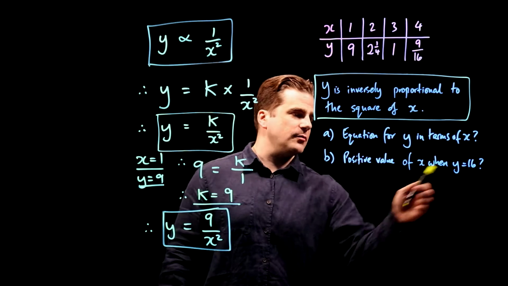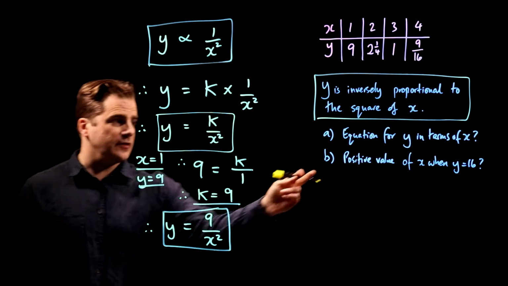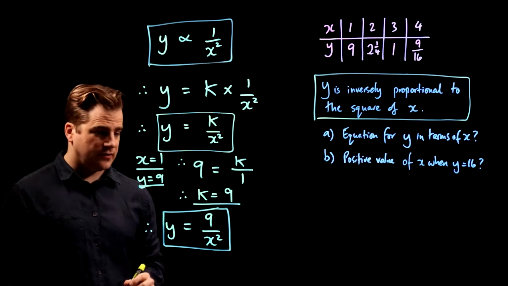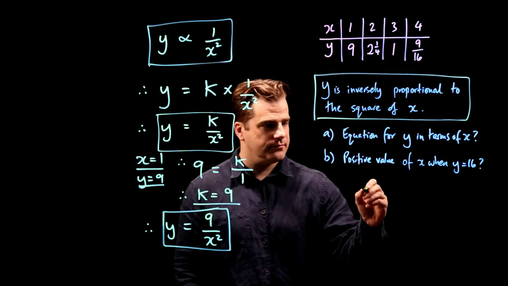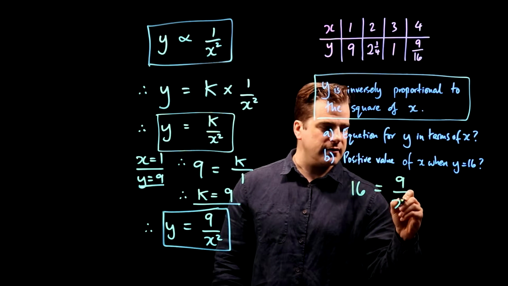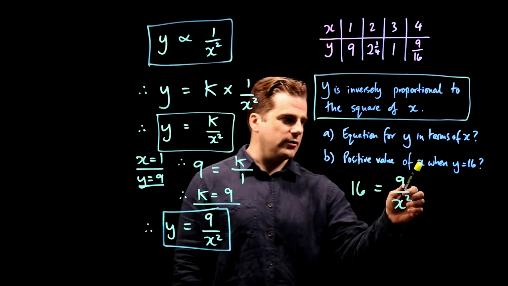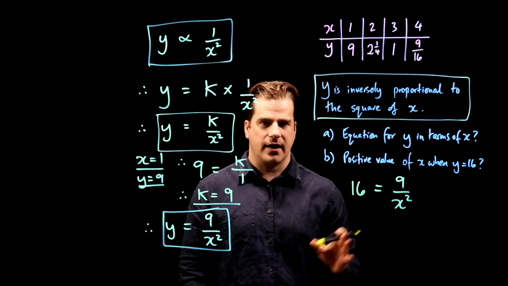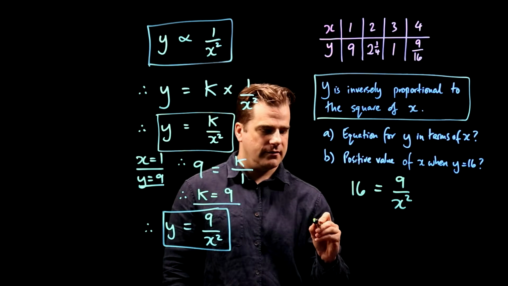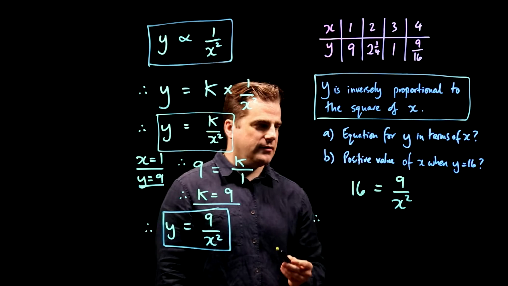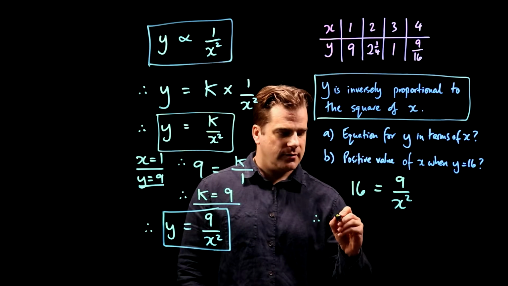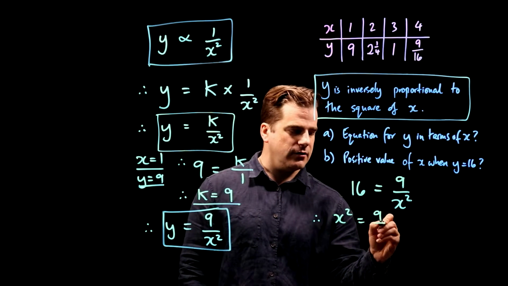Right. The positive value of x when y is 16. Well, now we've got the equation, we can do part B. They're telling you that y is 16, so put 16 into here. We get 16 equals 9 over x squared. We've got to find the positive value of x. Let's just find x first, don't worry about the positive value thing quite yet. So rearrange that to get x squared: multiply both sides by x squared and divide both sides by 16. And we get x squared equals 9 over 16.